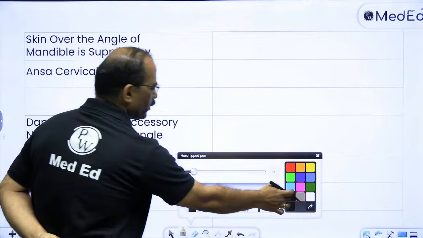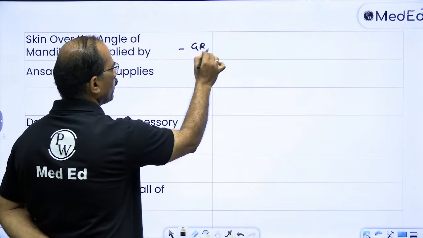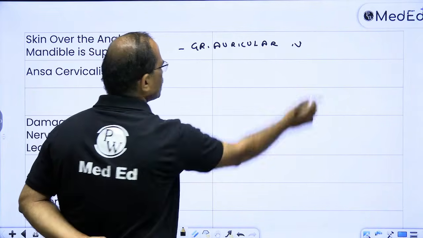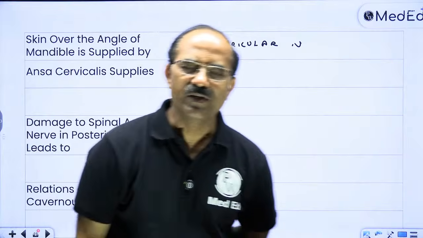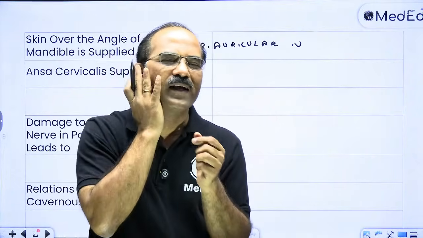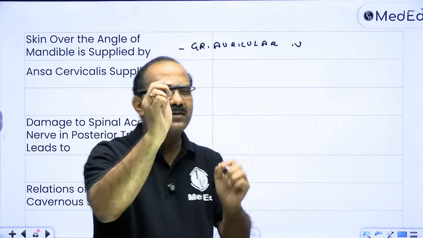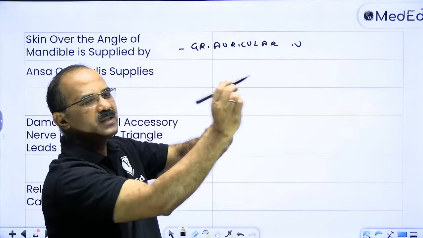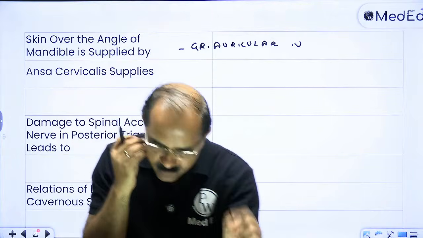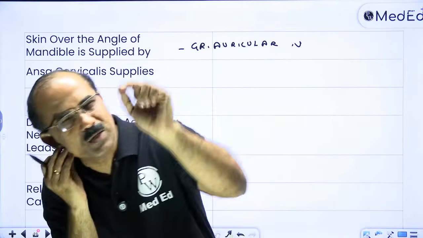Skin over the angle of the mandible is supplied by the great auricular nerve, and this greater auricular nerve is a branch of cervical plexus. Excellent. And you know, there's a lesion of the skin over the parotid gland. वो है ना, डार्ट होता है ना, ऐसे मारते हैं, वो सर्कल होता है, the person hits with a pointer, वो डार्ट यहाँ पे लग जाता है. There's a perforating lesion of the skin over the parotid gland.